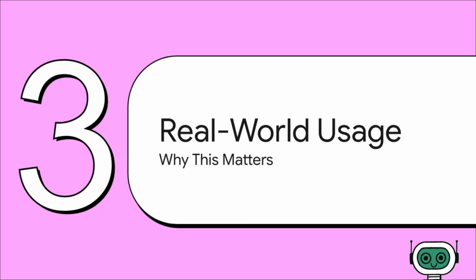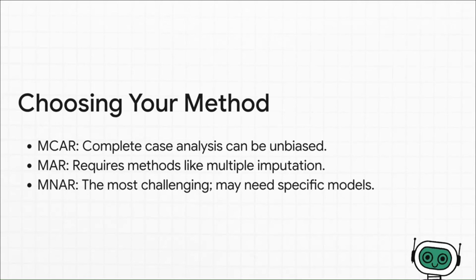Okay, so we have these labels. Why should you, as a practitioner, actually care about this distinction? Well, it matters because your strategy depends completely on which of these mechanisms is at play. If your data is MCAR, sure, you might get away with just dropping rows. But if it's MAR, you need something smarter, like imputation. And if it's MNAR, that's the most difficult scenario. If you get this wrong, you're just silently introducing bias into your work.